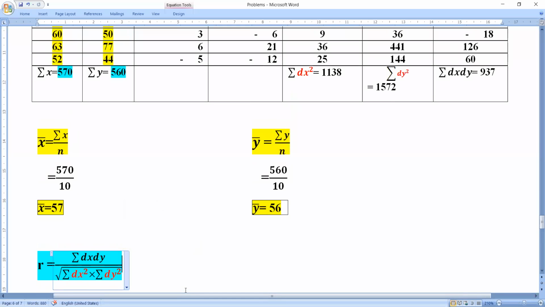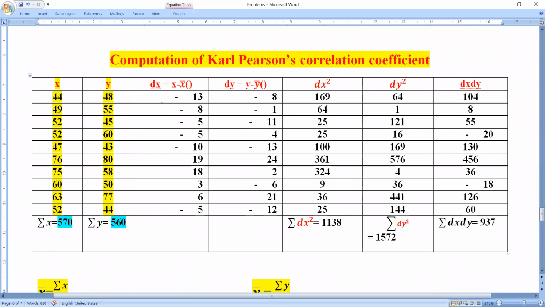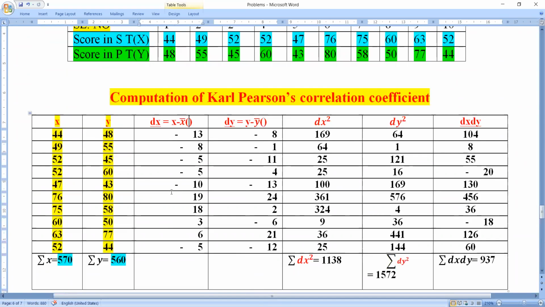After that, next here we need dx, dy, dx square, dy square and dx dy. In the dx, what is the mean value of x bar? The mean value of x bar is 57.